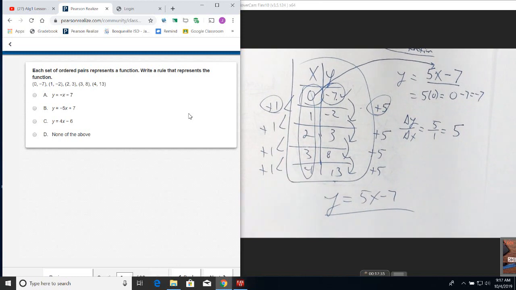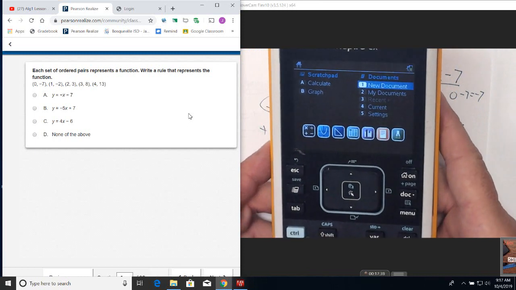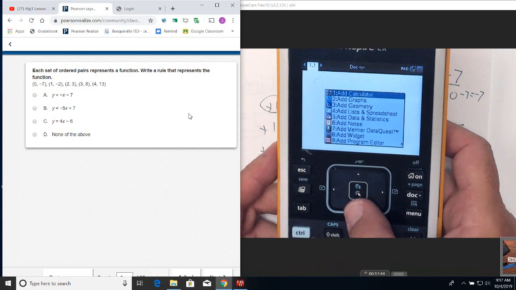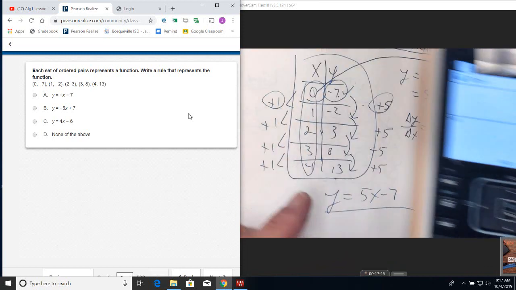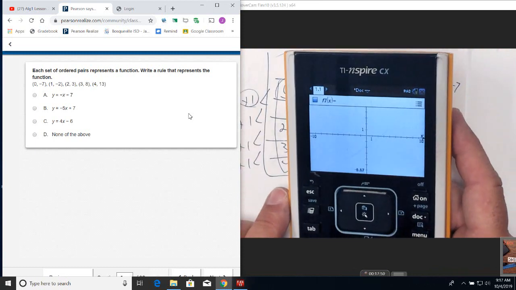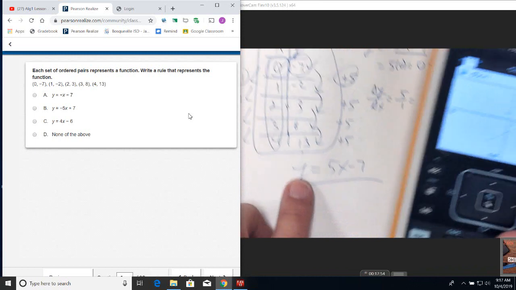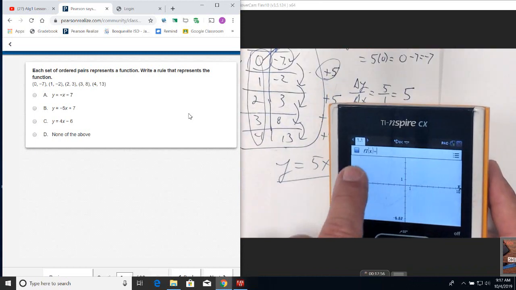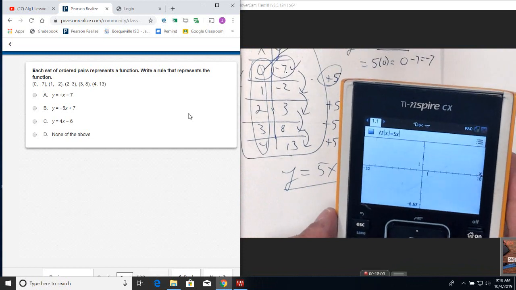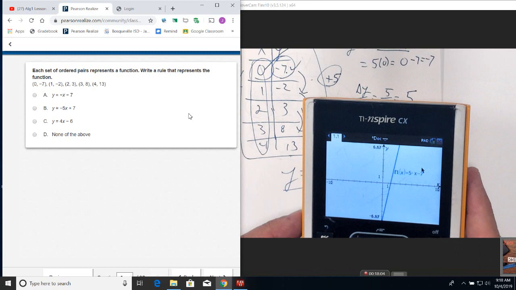Instead of having to plug it in the whole time, guess what I can do? Go to New Document. Use that function rule in your calculator to see if it works for all these, because I'm having to calculate 1, 2, 3, 4 extra ones. And instead of me making an error in the calculation, why don't I just plug in my function rule? Y, or f of x, equals 5x minus what? 7. And then hit enter.